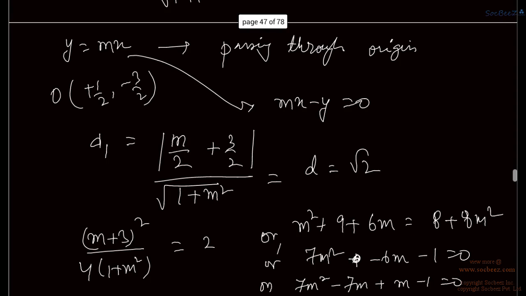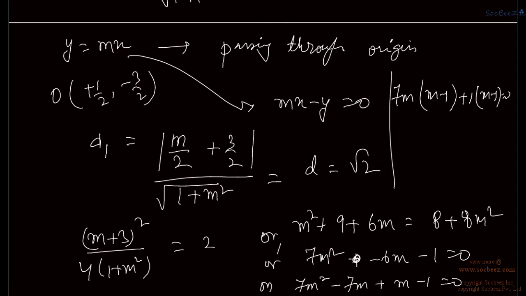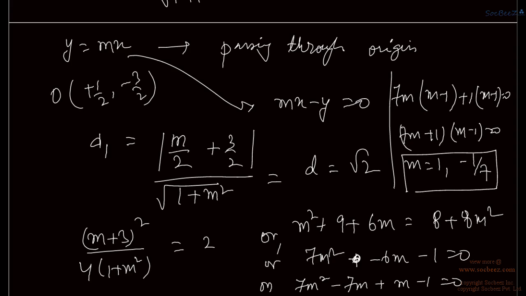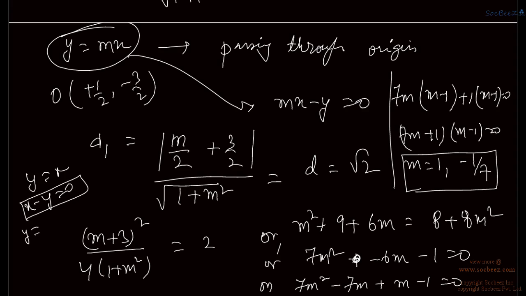So this quadratic equation further, we can find the value of m from here, that is taking 7m as common, m minus 1, and taking 1 as common, m minus 1 is equal to 0. So (7m plus 1)(m minus 1) is equal to 0. So m is equal to 1 or minus 1 by 7. So we have two values of m. Substituting these two values of m in y is equal to mx, we will be getting y is equal to x, that is x minus y is equal to 0, one of the equations, or y is equal to minus 1 by 7 x.